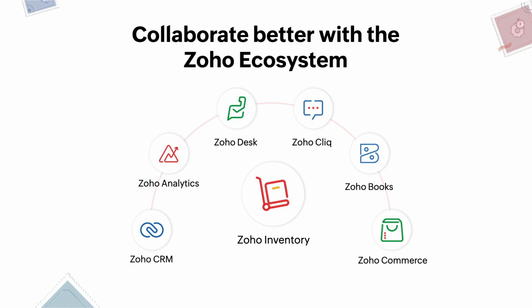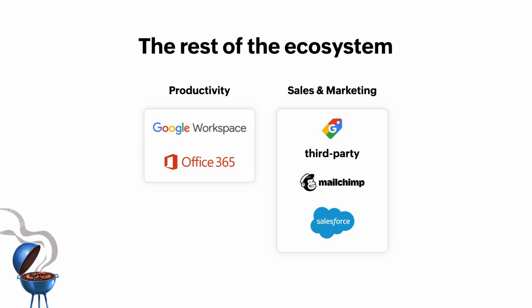And Zoho Click and Books, I think we've seen it enough. In Commerce, we also integrate seamlessly with the Zoho Finance ecosystem. And next, in terms of productivity, we integrate with Google Workspace and Office 365. And for sales and marketing, we integrate with Google Shopping, which is a native integration. And other third-party integrations that we have on the sales and marketing side of things, we integrate with MailChimp and Salesforce.